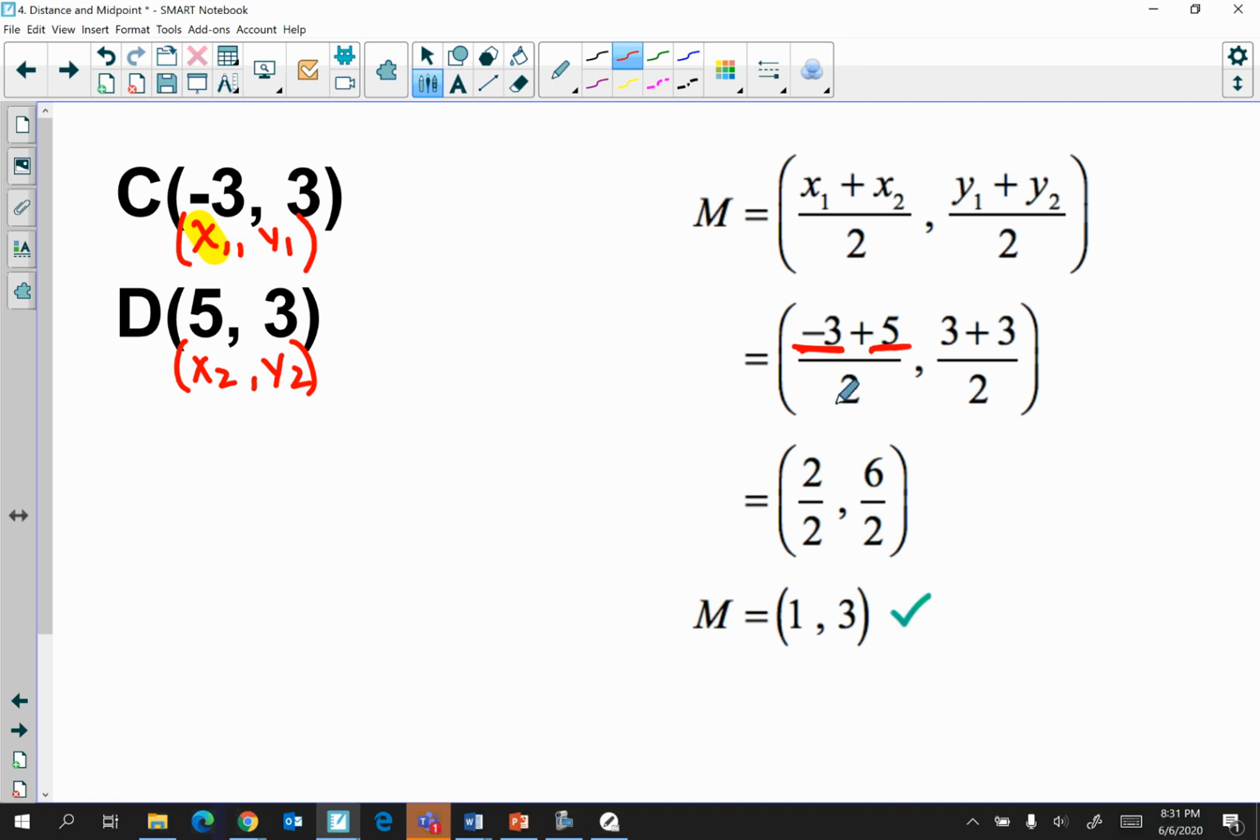So we have to add up our x values, divide by 2. And then we have to add up our y values. y1 is 3, y2 is 3, and divide by 2. So we get our midpoint to be (1, 3). And notice again, there's parentheses and a comma in between because a midpoint is a coordinate.